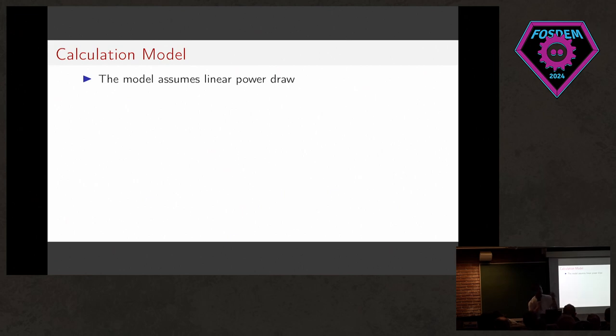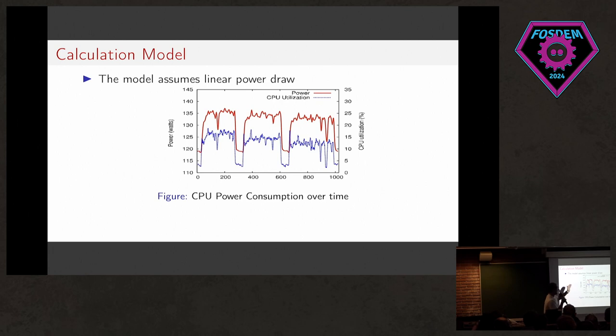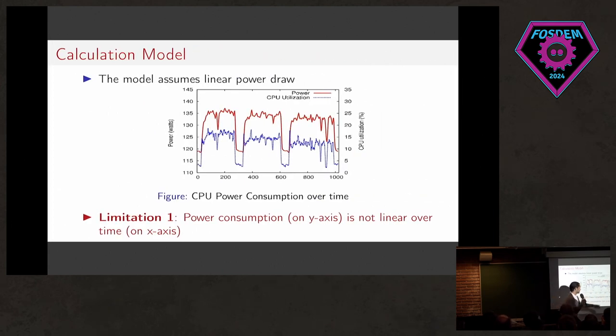If you actually look at the system, this is what it looks like. You have these valleys, and you have these peaks. And if you measure your power at the wrong time, you will end up with a significantly different number than what you should have. On the x-axis, you have time value. On the y-axis, you have the power for CPU. And power consumption is not linear. So this assumption that we have a linear power draw is incorrect.